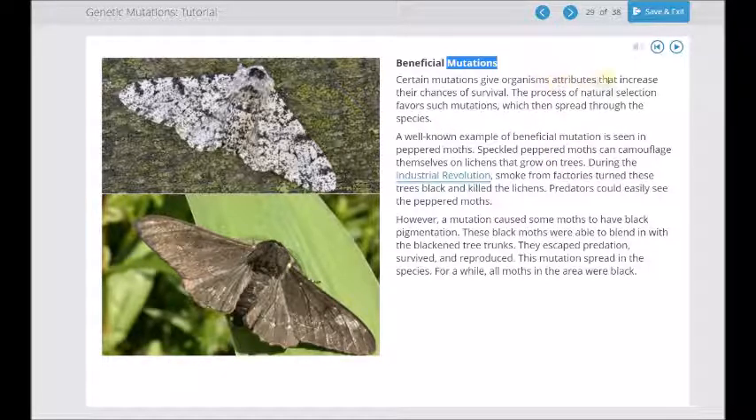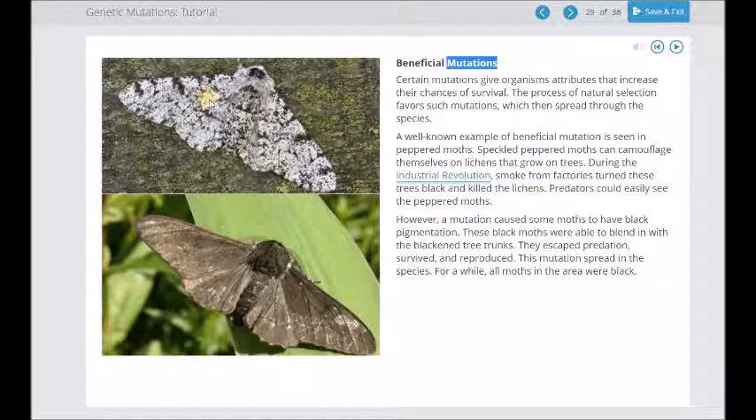Certain mutations give organisms attributes that increase their chances of survival. The process of natural selection favors such mutations, which then spread through the species. Now think about this. This is a speckled peppered moth on the top, right? Now, that's what color it normally was, but during the Industrial Revolution in Europe, smoke from factories kind of covered.